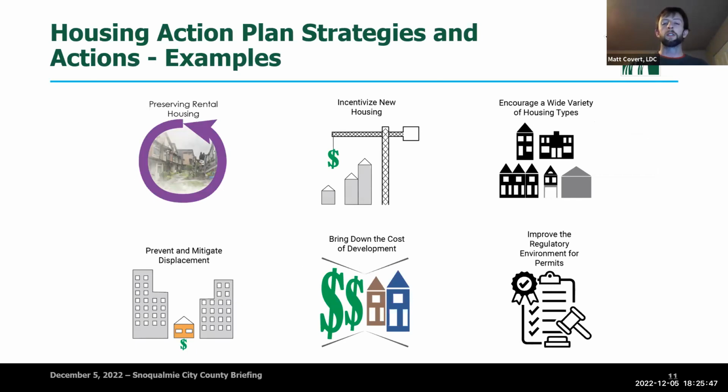Strategies that have been successful in other communities that have done housing action plans that we've worked with include a wide array of actions that preserve rental housing, incentivize new housing construction of all types, encourage a wider variety of housing types through things like changes to code, prevent and mitigate displacement, bring down the cost of development, and improve the regulatory environment for permits. Not all of these are going to be equally weighted across the plan because there's only so much low-hanging fruit available, and Snoqualmie's code is pretty good, but there's a few opportunities for improving things from that standpoint.